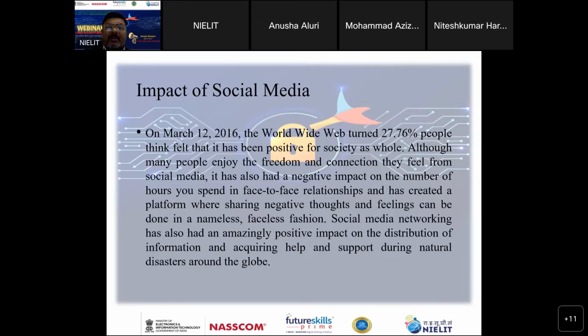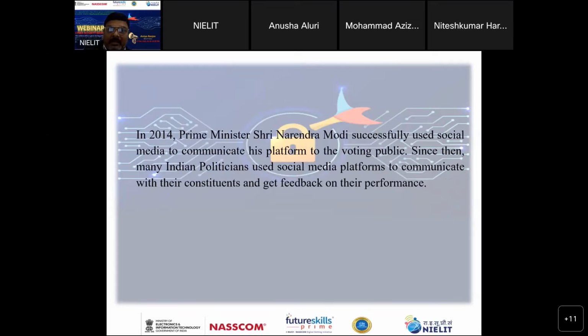Social media networking has also had an amazingly positive impact on the distribution of information and acquiring help and support during natural disasters around the globe. In 2014, Prime Minister Shri Narendra Modi successfully used social media to communicate his platform to the voting public. Since then, many Indian politicians use social media platforms to communicate with their constituents and get feedback on their performance.